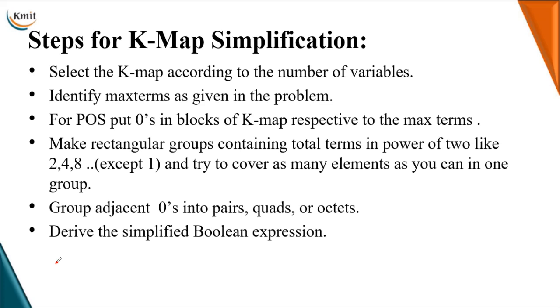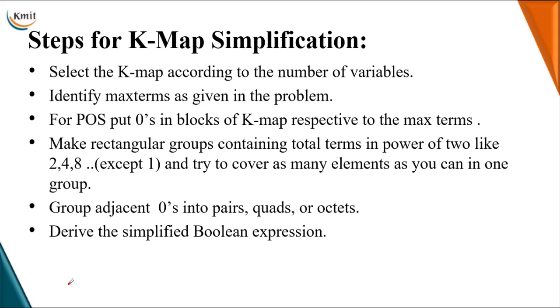Upon mapping, we can go for the cell adjacency, which makes large groups of elements. Start with the largest group, which is 16 cell adjacency. If it is not possible, then move to 8 cell adjacency. If it is not possible with the given maxterms, then we move to 4 square adjacency. The least one will be your pair. If a maxterm doesn't have any cell adjacency, it is treated as an isolated maxterm, and that isolated maxterm must be represented as a sum term.